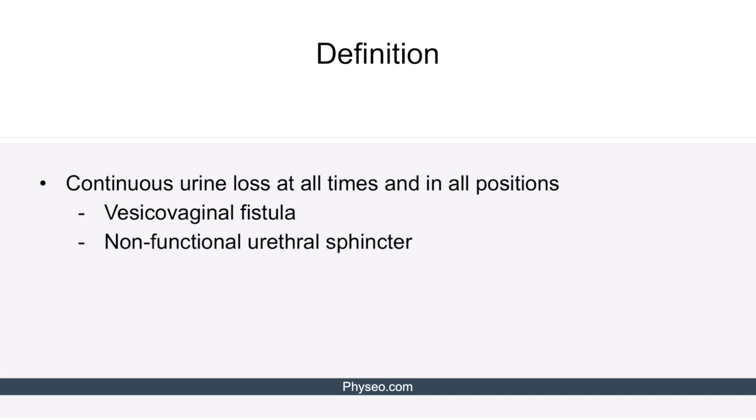Total incontinence is just what it sounds like. It's continuous urine loss that occurs at all times and in all positions. This can be the result of either a vesicovaginal fistula, more commonly, or a non-functional urethral sphincter.